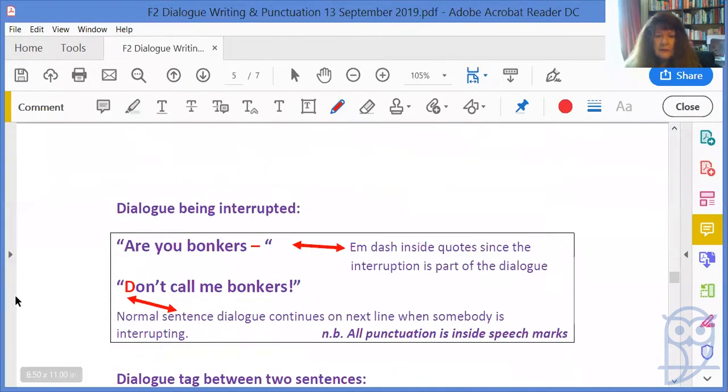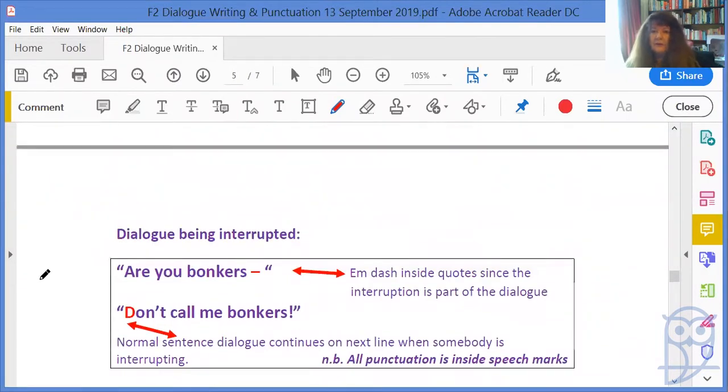Next part, interrupted dialogue. How do you punctuate that? Again, you use your M dash. "Are you bonkers, you silly—" he was going to go on and say. So you do your M dash, close the inverted commas. "Don't call me bonkers." A new line, of course, capital letter. Normal sentence dialogue continues on the next line when somebody is interrupting.